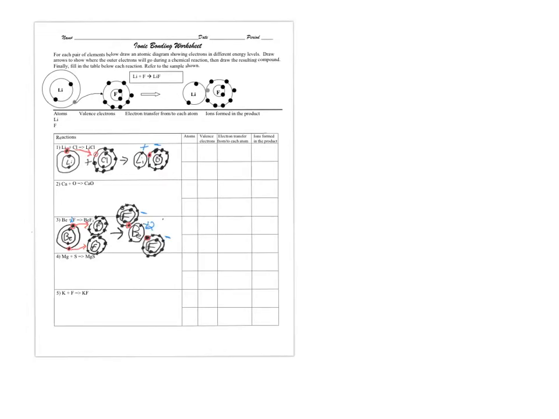Okay, so ionic bonds seem to be pretty straightforward from what I've seen in class. You guys have seemed to have gotten it. And what you look at when you look at an ionic bond is you draw out the valence shell of each of the reactants. Remember, the reactants are on the left side of the equation. The products are on the right side.